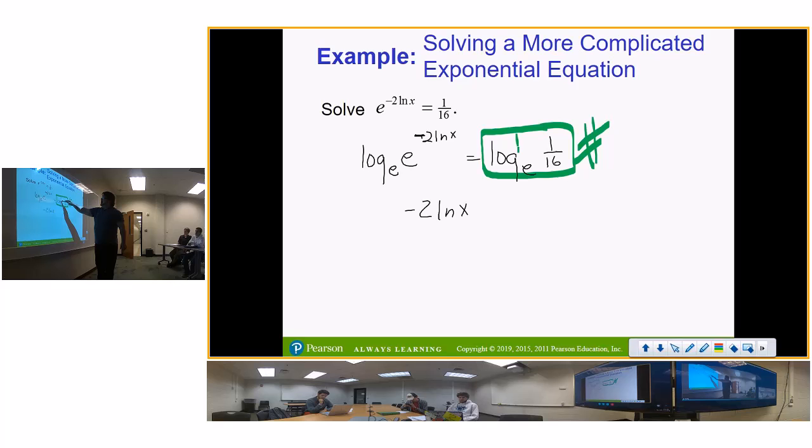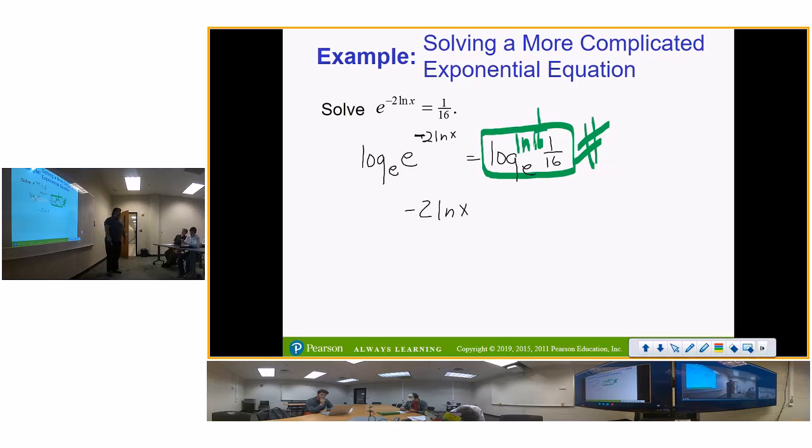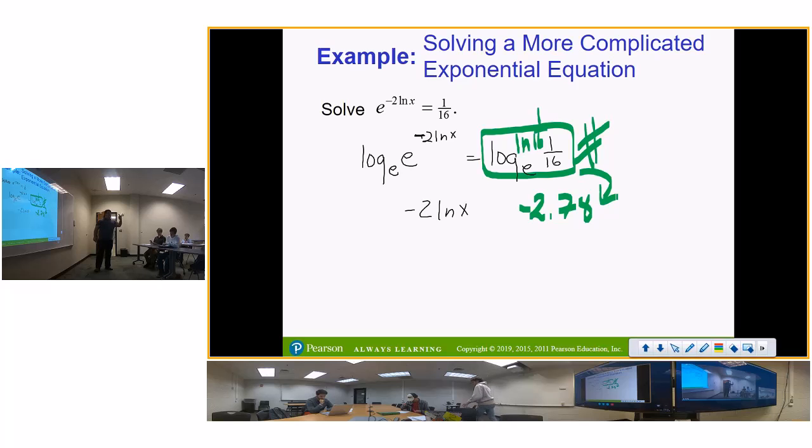Somebody take the natural log of 1/16 and tell me what you get. 1/16 in parentheses, hit the natural log button. What do you get? Negative 2.78. Negative 2.78. That's all that is. Anytime you see the natural log of a number, anytime you see the log of a number, treat it as a what? Number. A number.